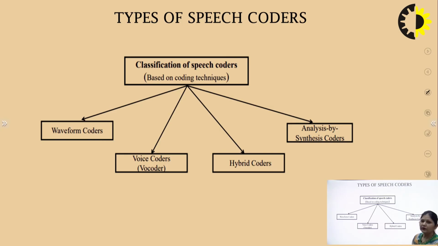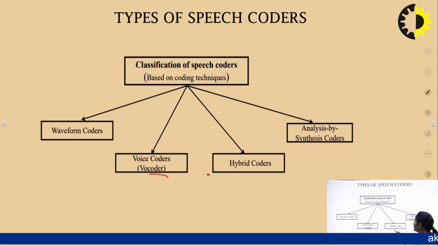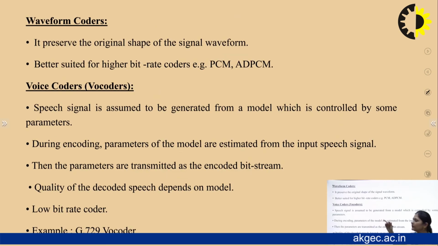Now, if I talk about the types of speech coders, they can be classified on the basis of coding techniques. We can have waveform coders, voice coders or vocoders, hybrid coders, and analysis by synthesis coders. Now getting a small glimpse of all these coders. Waveform coder preserves the original shape of the signal waveform. Original waveform is whatever we are speaking, a waveform is being generated in the form of frequency, and it will preserve that waveform. Better suited for high bitrate coders, for example PCM, ADPCM.